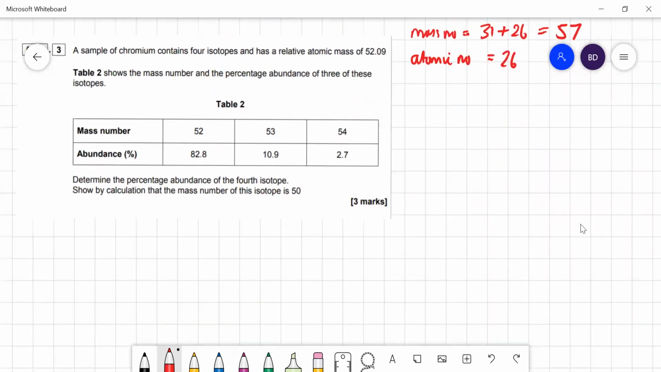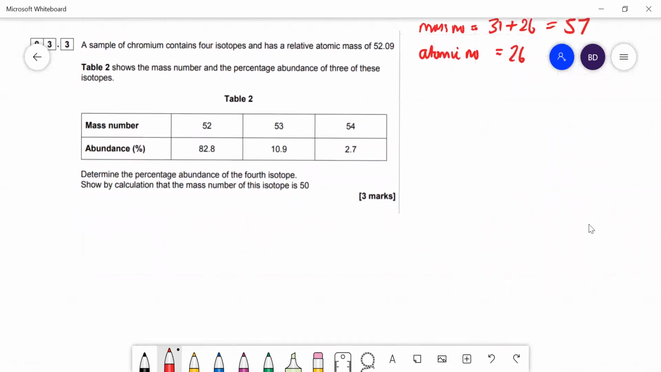Now, relative atomic mass calculation from abundance of elements. Okay. A sample of chromium contains 4 isotopes and it's got a relative atomic mass there. We've got the mass number and the percentage of these in the table, right? So determine the percentage abundance of the fourth isotope. Well, they've all got to add up to 100, so that's pretty easy. So this fourth one, let's call this X, is going to be 100 minus 82.8 minus 10.9 minus 2.7, and that gives us 3.6%. Okay.